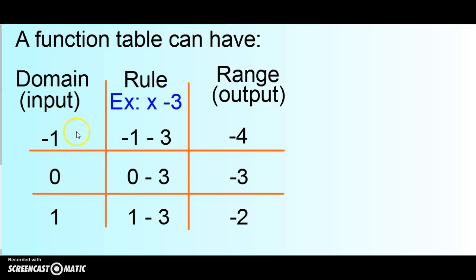And so you would just use x, put the rule in the middle of your function table. So you'd have -1 minus 3 more is -4. That's your output. That's your range. Keeping the rule in the middle, 0 minus 3 is -3. 1 minus 3 is -2. So this would be your x, this would be your y, and this is the rule in the middle of the function table.